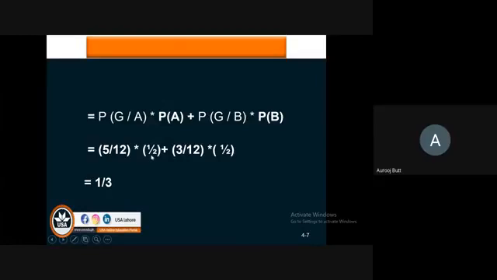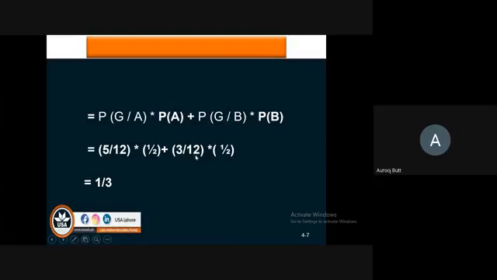So simply you'll get the probability of event A as 1 by 2, and probability of green given A means that the green ball is selected and it came from box A. So we have a total of 5 green balls out of these 12 balls from box A, plus probability of G given B. G given B means that you need to compute the probability that the ball drawn is green in color and it came from box B.